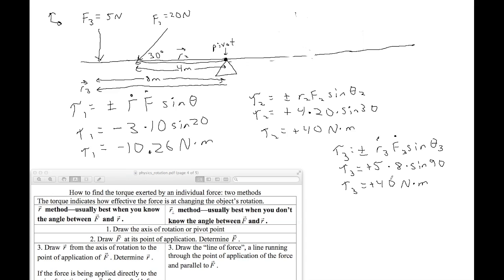That's a common situation. The whole point of this is only the component of the force that is perpendicular to R causes rotation. Well, in this case, the entire force is perpendicular, so the whole thing is causing the rotation. So the sine of 90 was 1. That was good. Let's also consider, let's figure out torque 4.